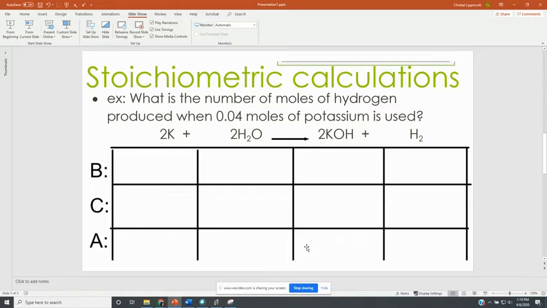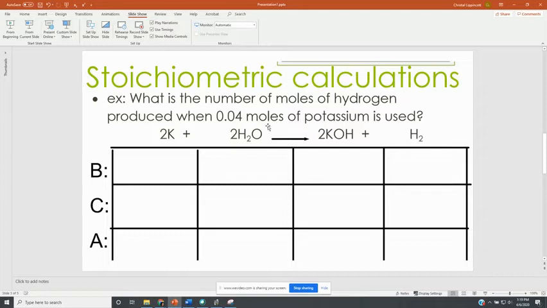So here we go. This is an example of an actual chemistry kind of problem that we're going to be working with. And here we have our stoichiometric calculations that we're going to be doing. And they're asking us what is the number of moles of hydrogen produced when we have 0.04 moles of potassium used.